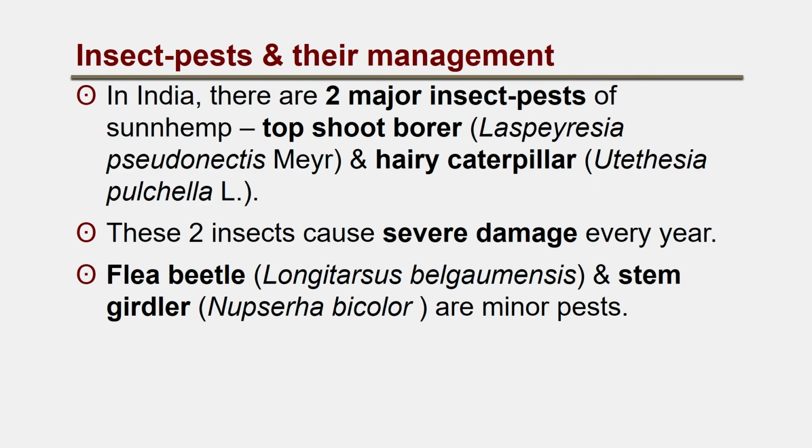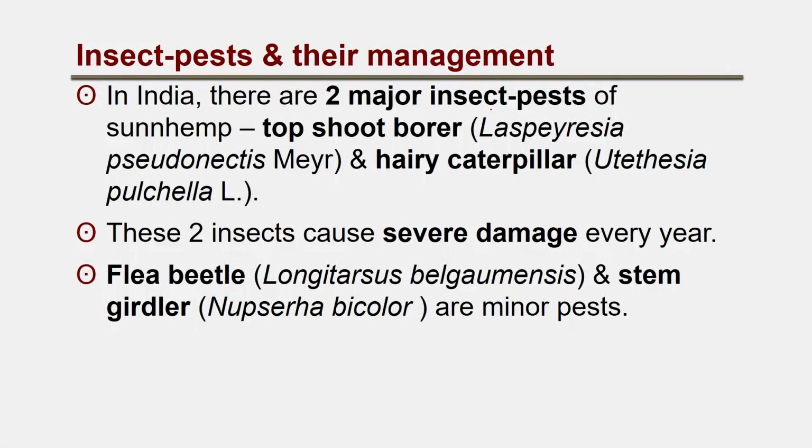Now you have seen there were a number of diseases which are coming to the crop of sannhemp, but similarly there are a number of insect pests that can infest this crop and they can reduce the productivity, particularly the fiber yield of this crop. In India there are two major insect pests of sannhemp. One is top shoot borer, Laspeyresia pseudonectis, and hairy caterpillar, Utetheisa pulchella. These two insects cause severe damage every year, and flea beetle can also be there, and stem girdler is also there. These are the minor pests of this crop.